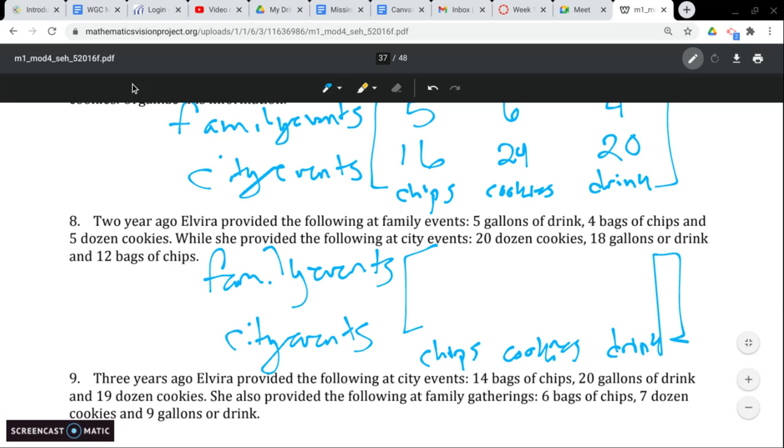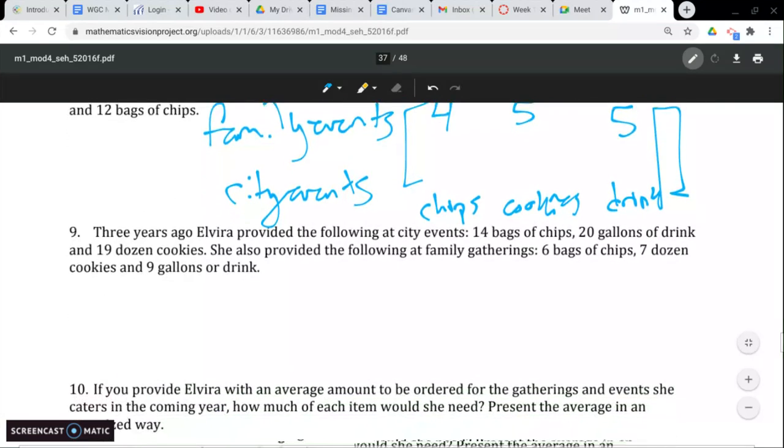And then we fill in the information. So for family events, there was 5 gallons of drink. There were 4 bags of chips, and there were 5 dozen cookies. You guys will do the city events, so make sure you put them in the appropriate places.